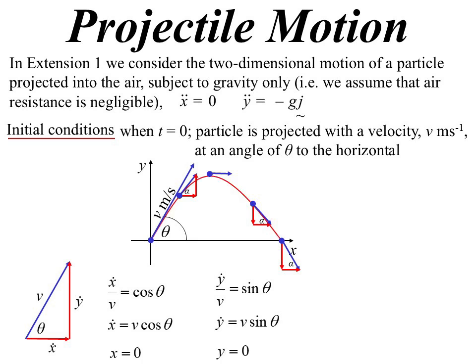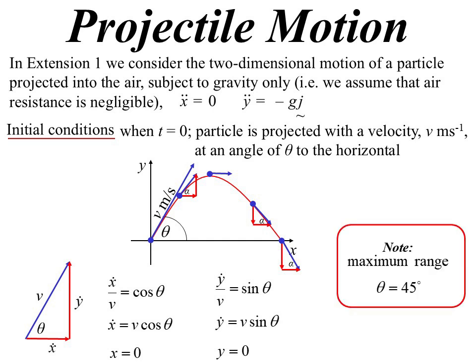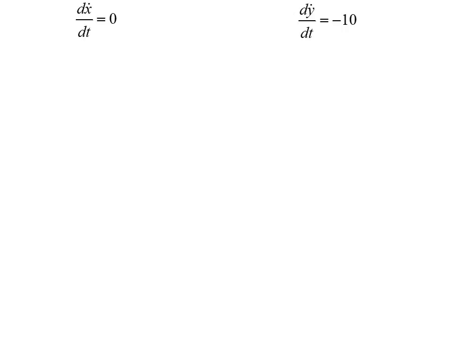I say I've set the initial conditions at x equals 0, y equals 0, but it is whatever the problem is, we'll set it to that. Just something to note, in this sort of problem where we're neglecting any air resistance, the maximum range will always happen when theta is 45 degrees. That's all to do with the symmetry of the parabola. Let's create some equations we can work with.